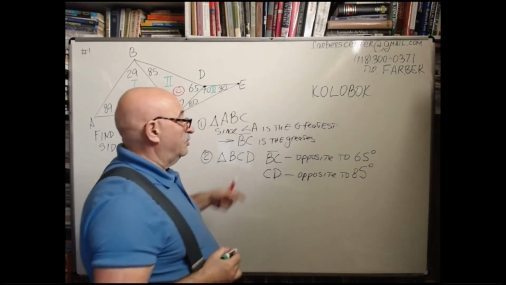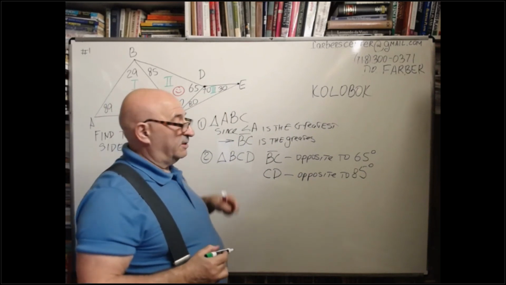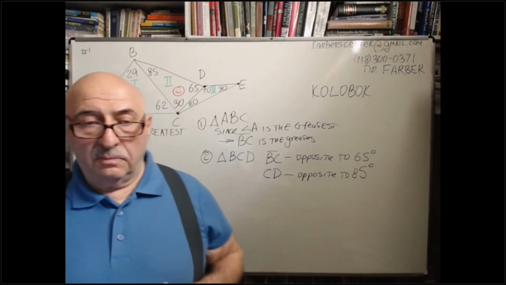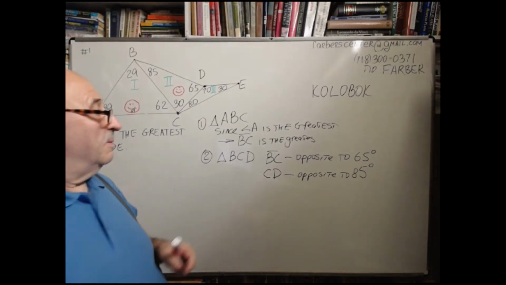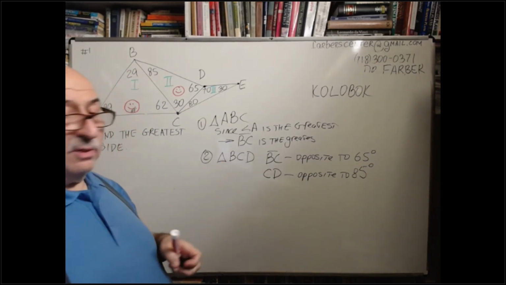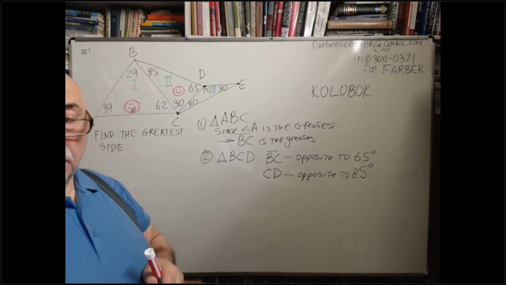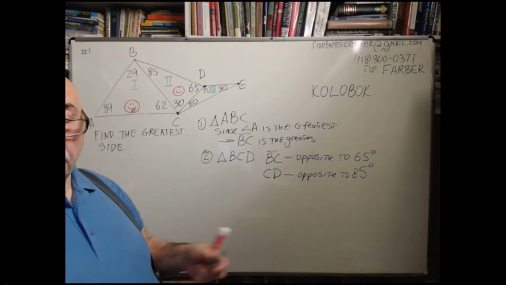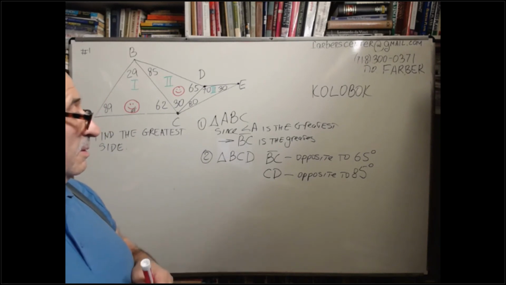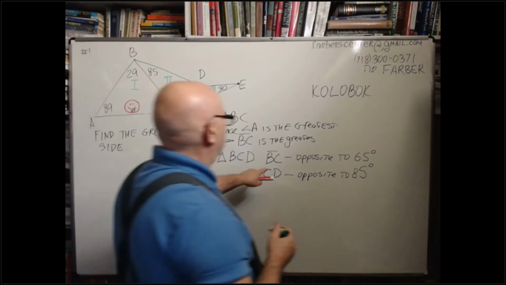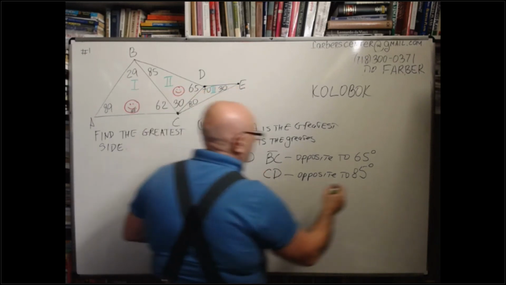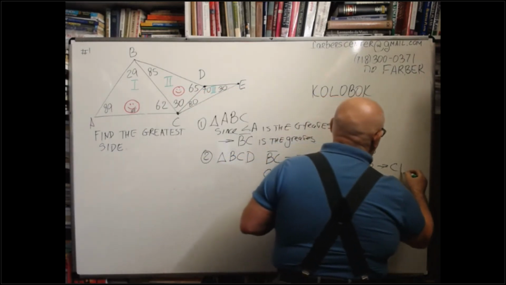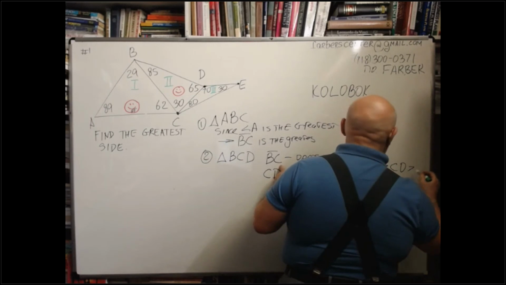So what conclusion can you make in this triangle? Which side is greater? BC or CD? What do you think? Come on, student. Definitely CD. CD is bigger than BC. From here, you make the conclusion that CD is greater than BC.